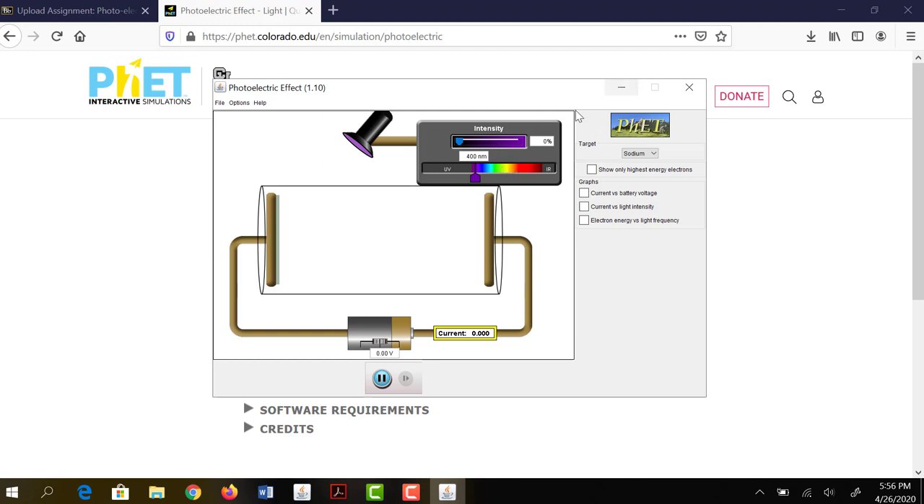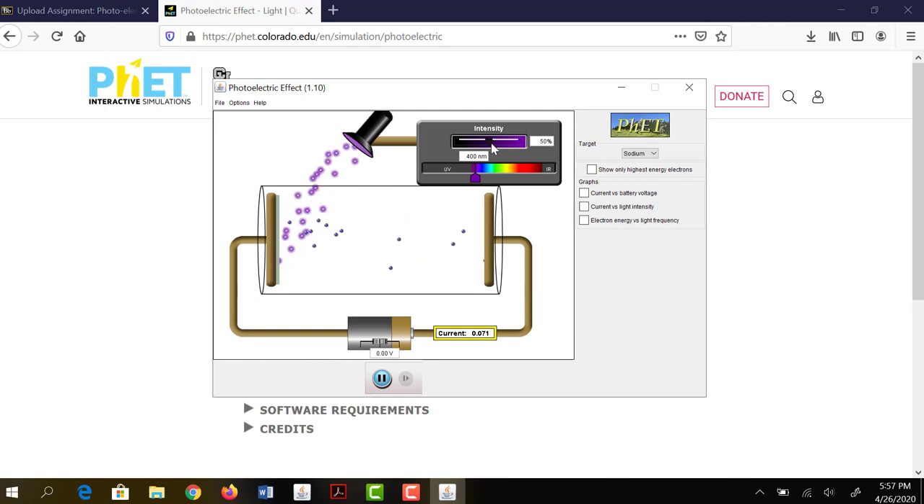So you can't make this screen bigger. I haven't found a way to do it. Right now the intensity is set at 0. So if I want to, I could do options, show photons. Right now there's no photons, but the idea is, here's a light source. I can change the wavelength of the light from this. Right now it's on 400 nanometers, which is violet, but I don't have any shining. So let me put the intensity at 50%. So those are photons.